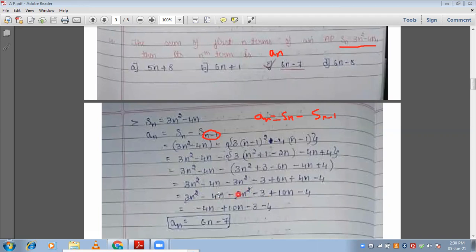In the next step, plus 3n square minus 3n square get cancelled. Minus 4n plus 10n minus 3 minus 4. Now minus 4 plus 10 is plus 6, n is there, n. Minus 3 minus 4 is minus 7. So you got An is equal to 6n minus 7. So which option is right? Option C is correct.